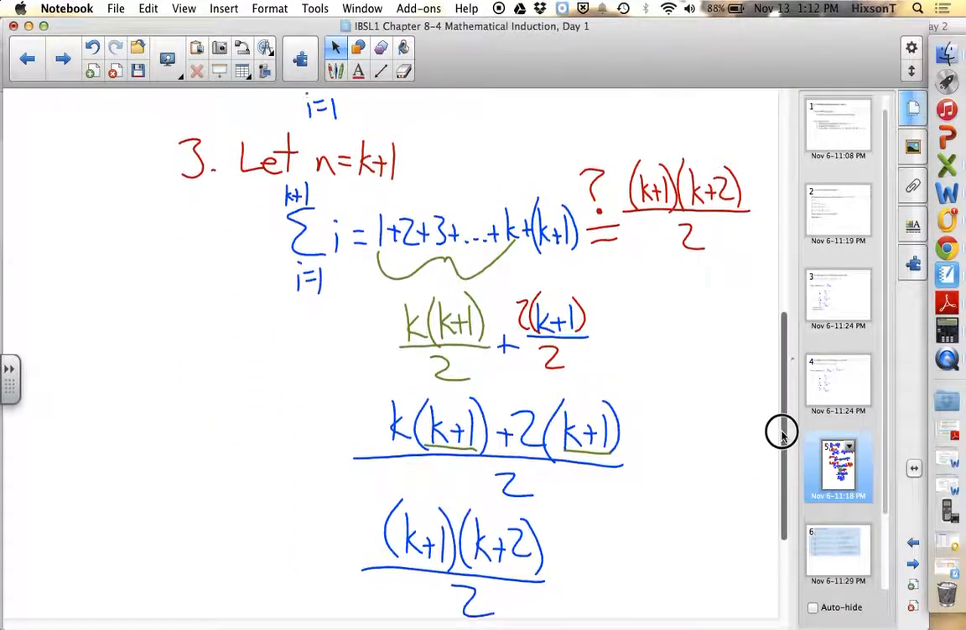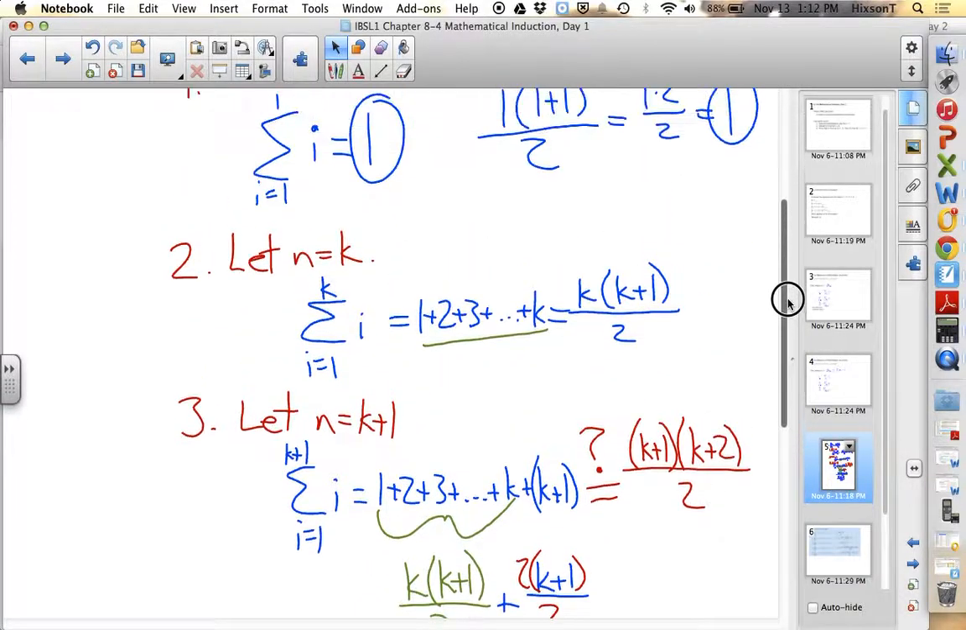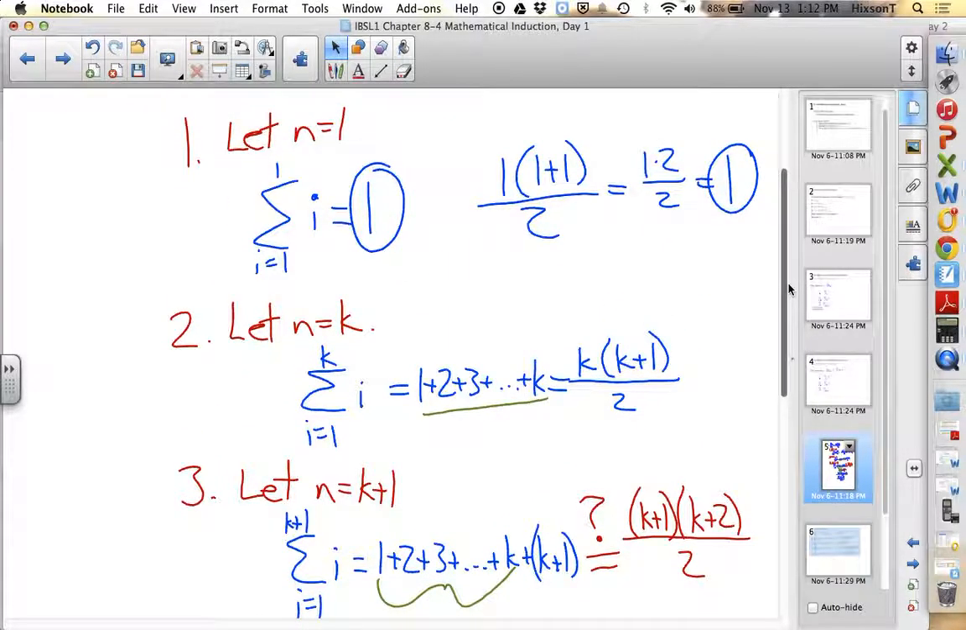Wait, it matches what? You have to prove that. What we were trying to prove, we're there. Why would you solve for n equals 1 first, in step 1? Why do we do that? Because here's the whole thought process. We showed that it works at least once. That's why we solve it for n equals 1.